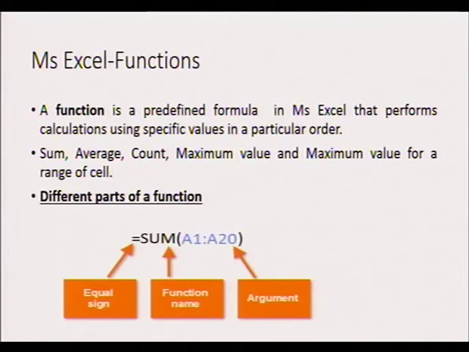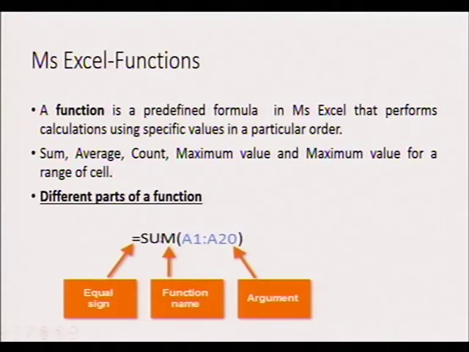Count is when you want to count the number of cells in a range of cells, to find out how many there are. You use the count function. Maximum: you want to find out, among the numbers that appear in a range of cells, which one is the highest value. And with the minimum function, you want to find out, among numbers found in a range of cells, which one is the minimum value.